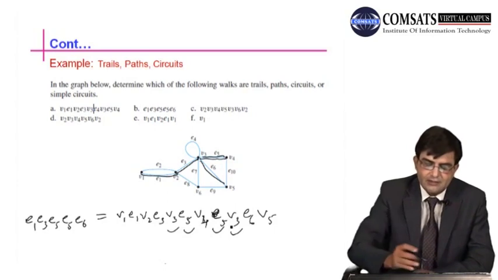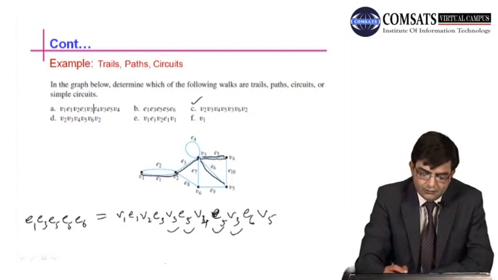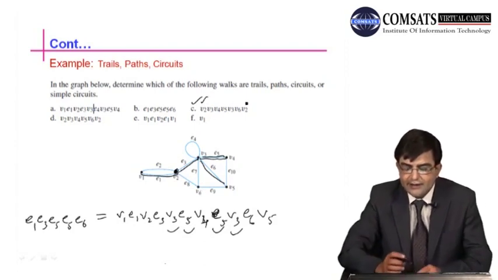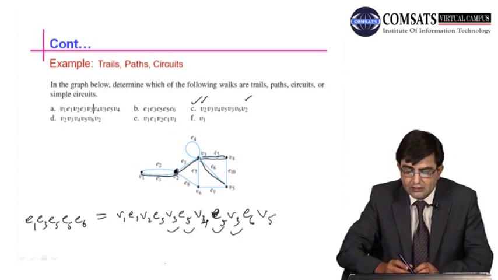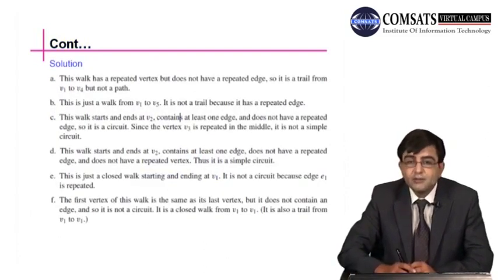And next, in part C we have V2, V3, and then V4, and then V5, and then V6, and then V2. This walk starts here, so we start at V2 and we end at V2, and no edge and no vertex has been repeated here, so this must be a simple circuit. And there are some other possibilities here.